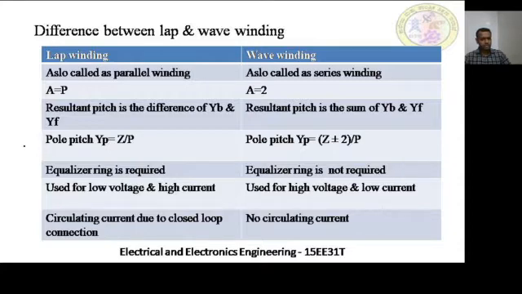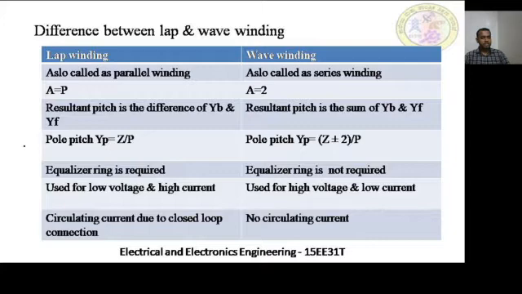Next, the resultant pitch. In case of lap winding, the resultant pitch is the difference between the back pitch and the front pitch. Since it's getting overlapped, hence it's a difference. Whereas in case of wave winding, the resultant pitch is the sum of the back pitch and the front pitch.